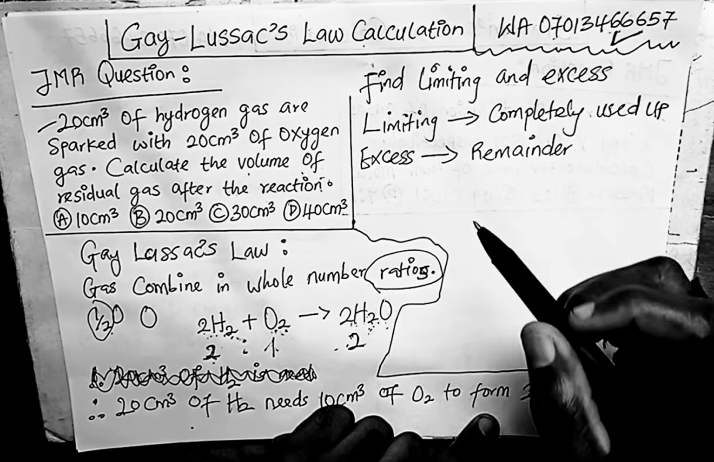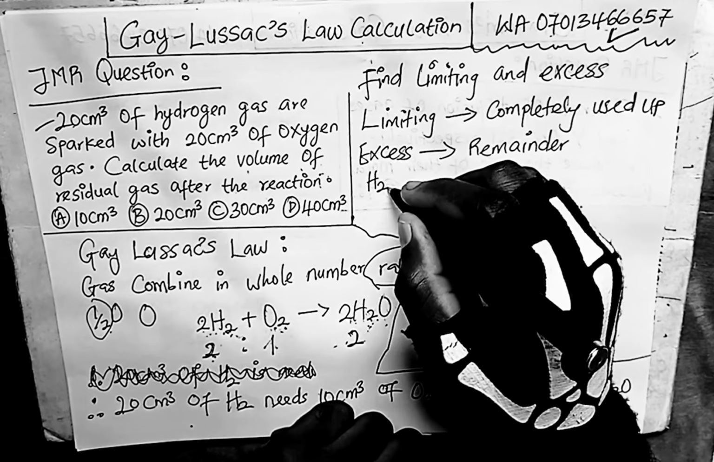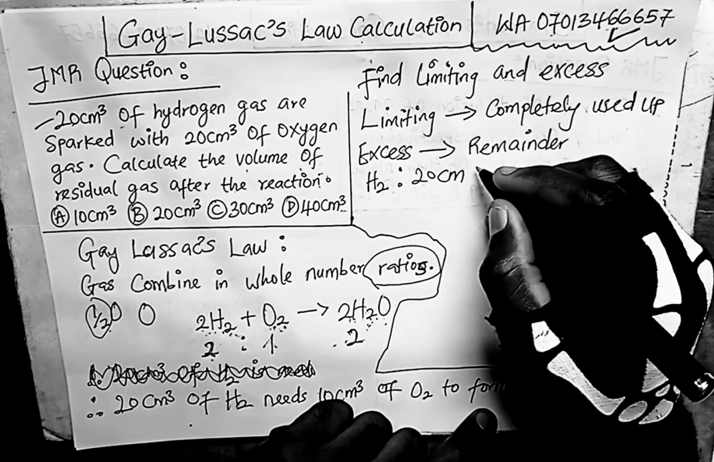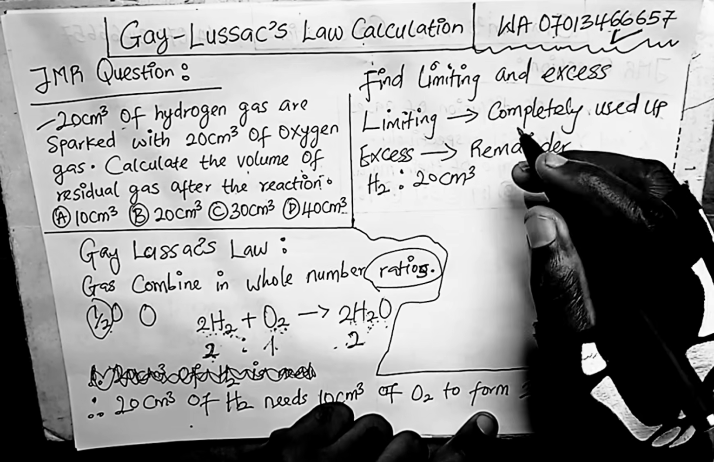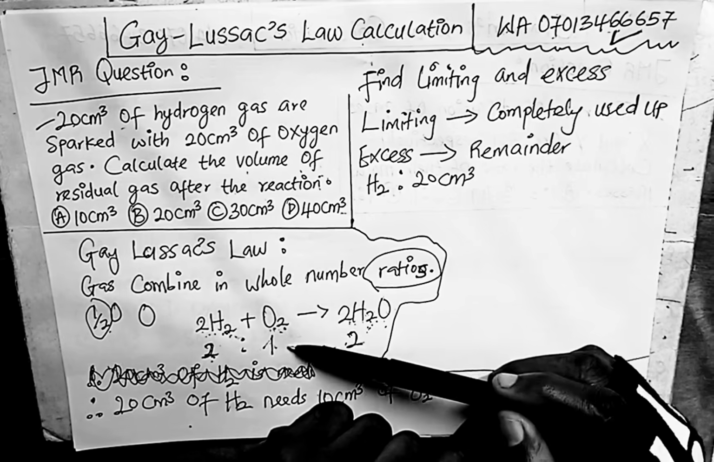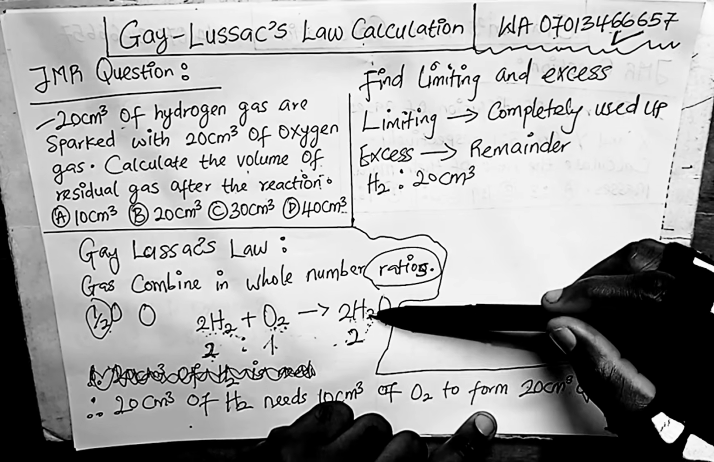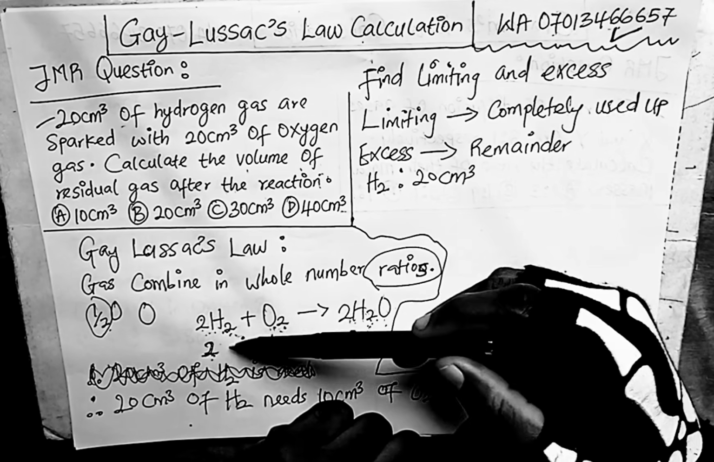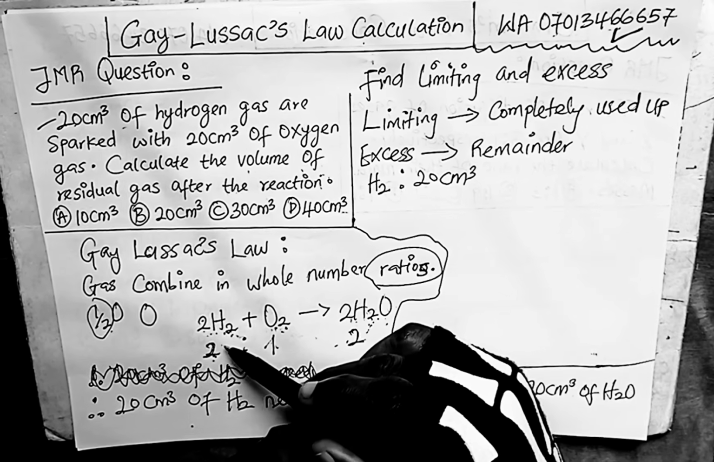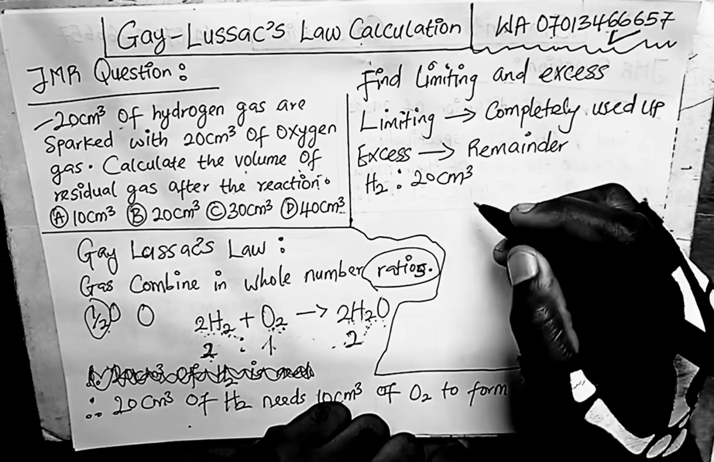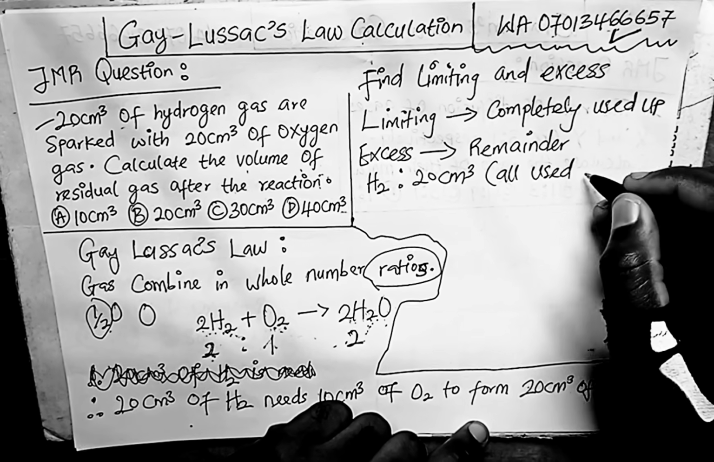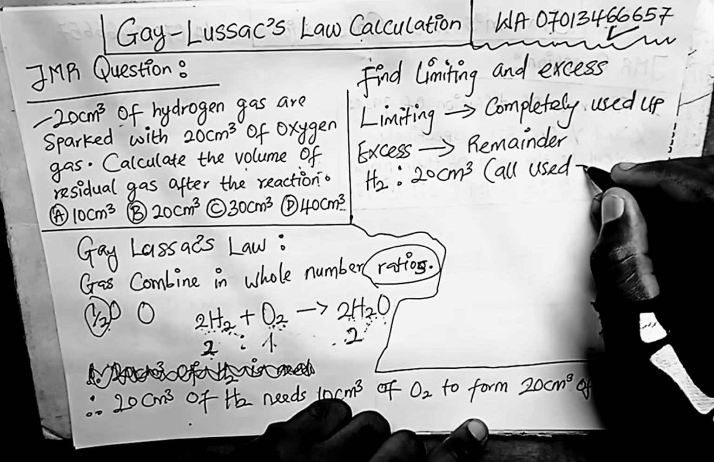In this reaction, hydrogen gas, 20 cubic centimeters, according to the question. Let's look at the reaction. Was all the 20 cubic centimeters of hydrogen gas used up during the reaction? Remember, 20 cubic centimeters of hydrogen reacts with 10 cubic centimeters of oxygen to form 20 cubic centimeters of water. Was all the 20 cubic centimeters of hydrogen used up? Yes, all used up. Which makes it what? Limiting.